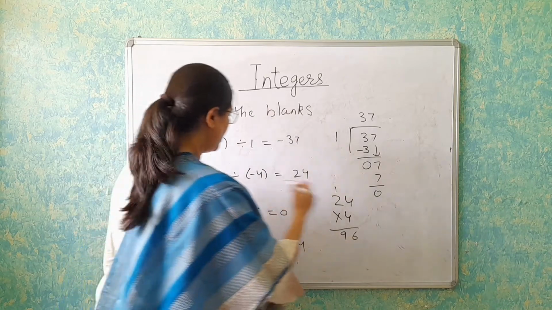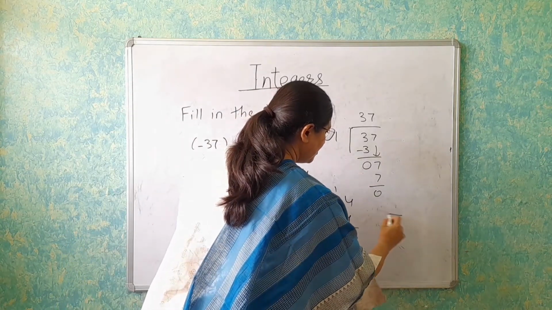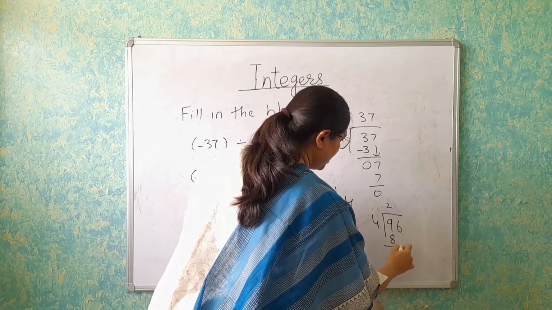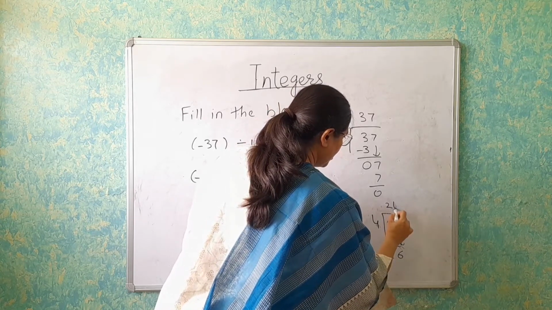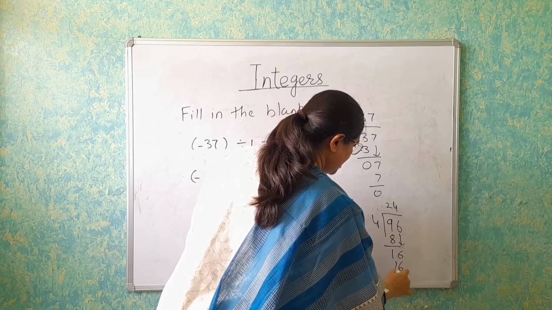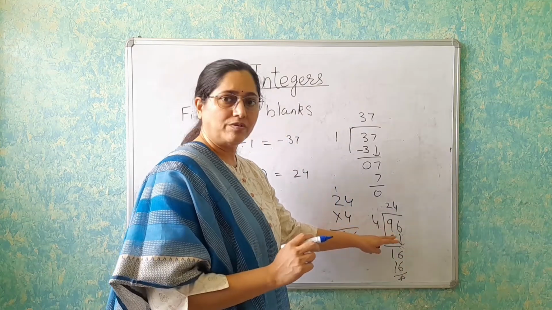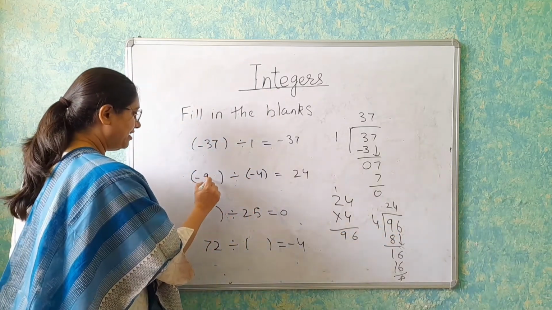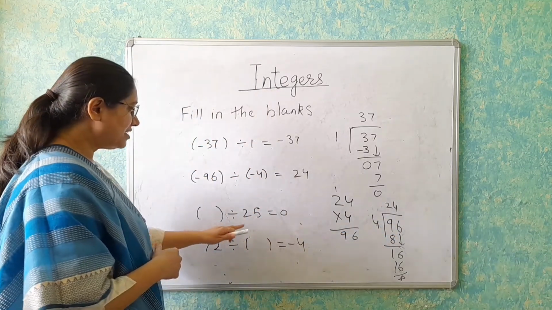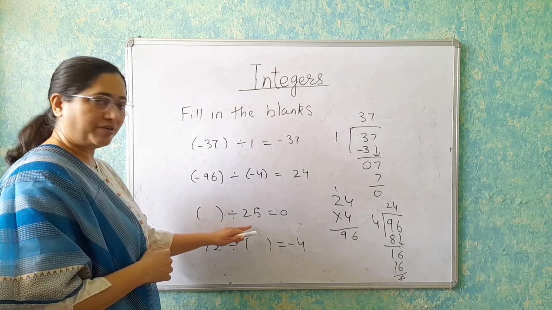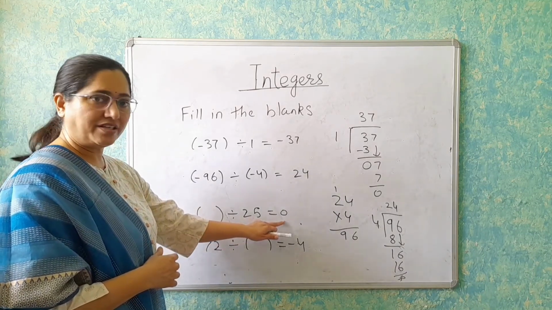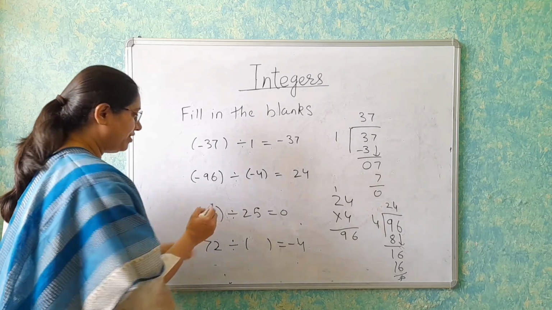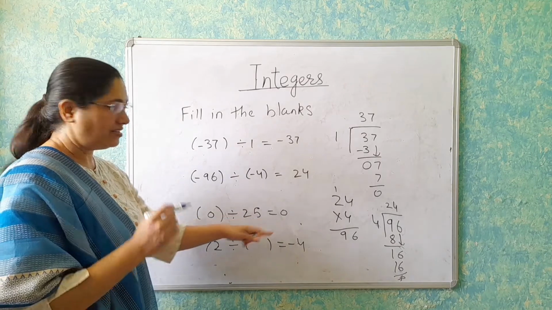Now we can cross check. Divide 96 by 4. 4 2s are 8, 1, 6, 4 4s are 16. So our answer is correct. It means the dividend is 96. In this example, you have to divide a number with 25 and the answer is 0. It means that we are dividing 0 with 25 so that our answer is 0.